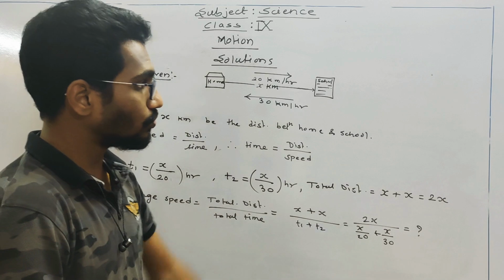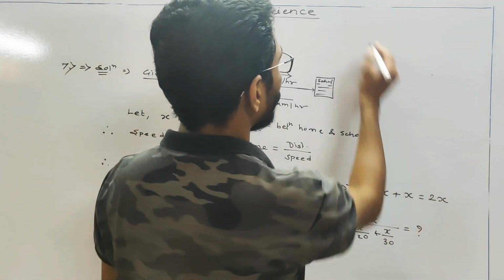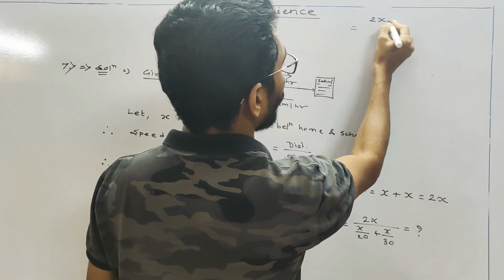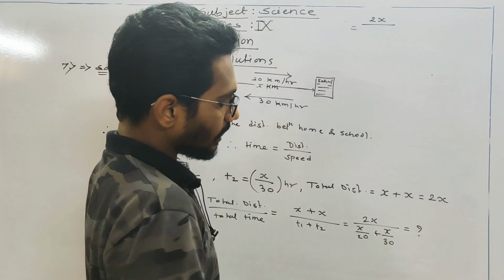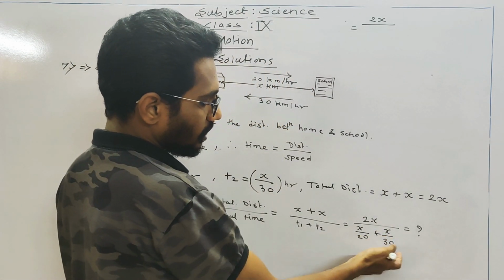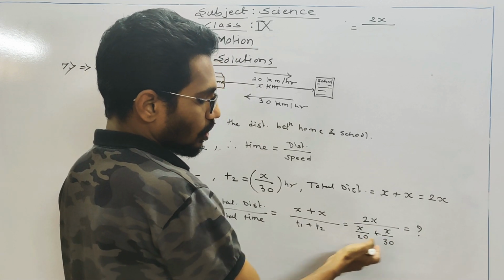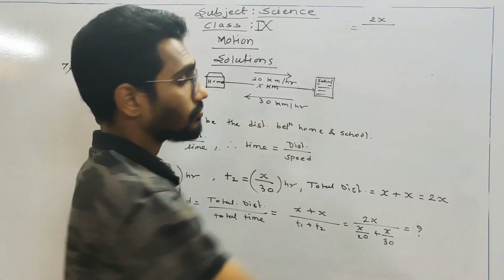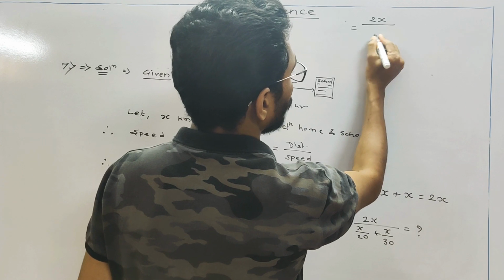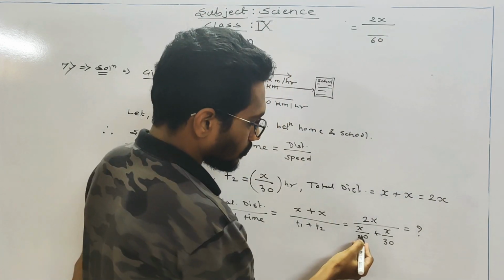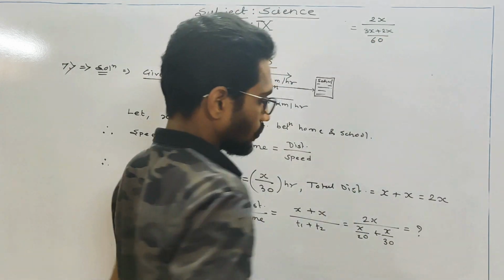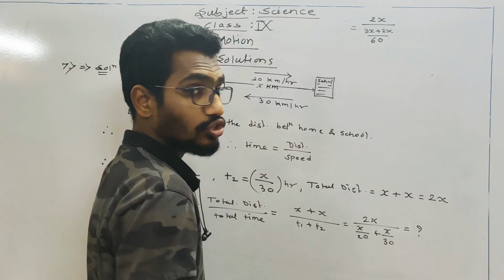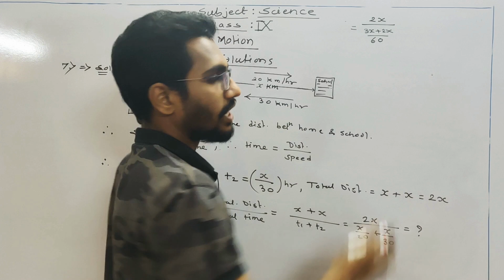Should I do this also? Okay, let me do this too. 2x by x by 20 plus x by 30. Calculate this, 20, 30. What will you get? 60. Then 3x plus 2x. You can calculate this by cross multiplication. I am going with the LCM.